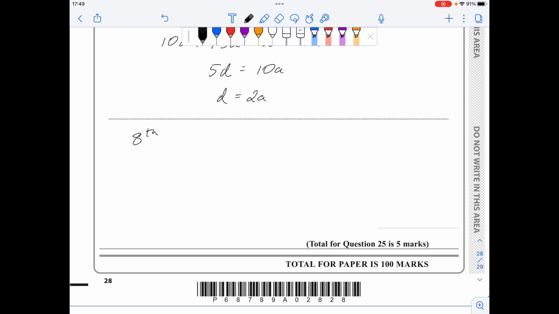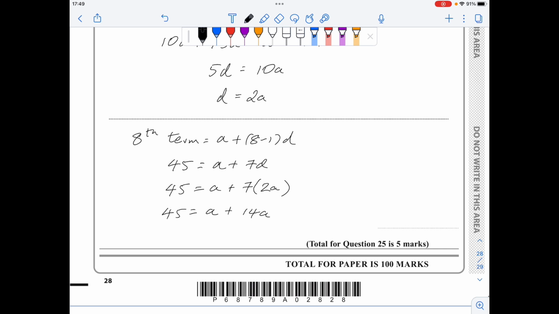So now I'll use the fact that the 8th term is 45. So the 8th term is equal to a plus 8 minus 1 times d. So 45 is equal to a plus 7d, but d is equal to 2a. So 45 is equal to a plus 7 times 2a. So 45 is equal to a plus 14a. 45 is equal to 15a, which means that a is equal to 3.